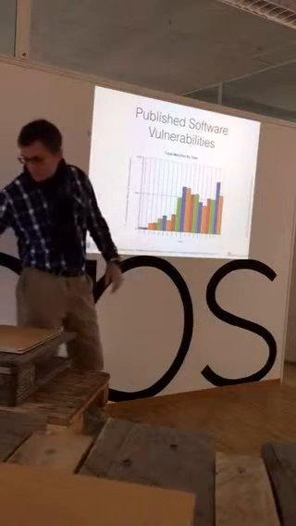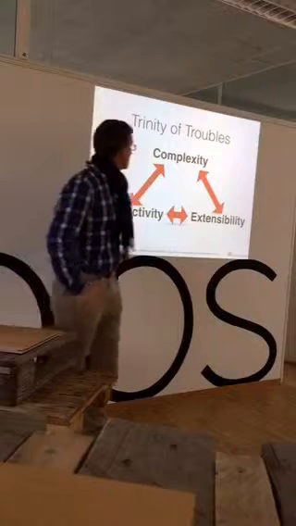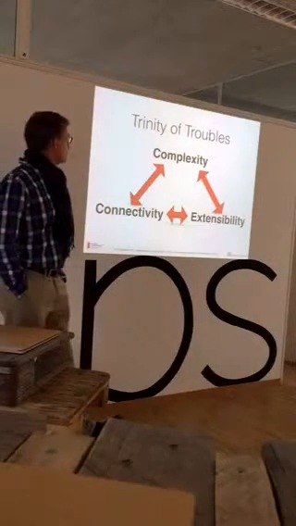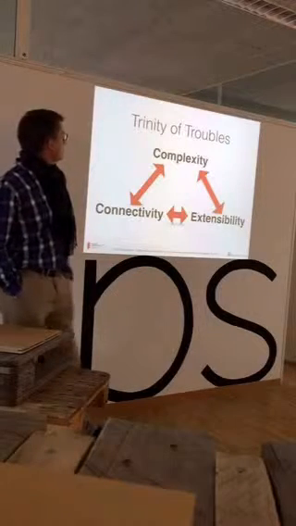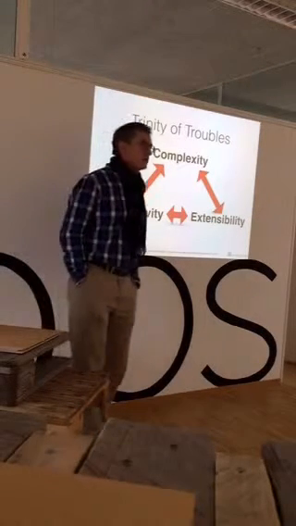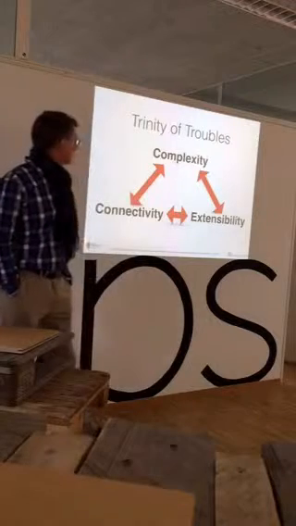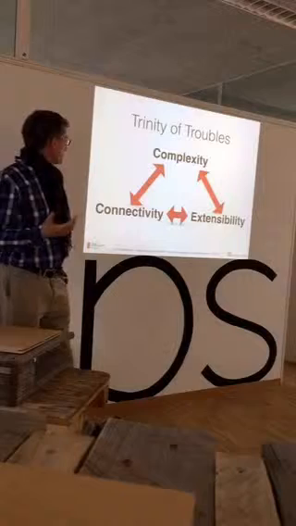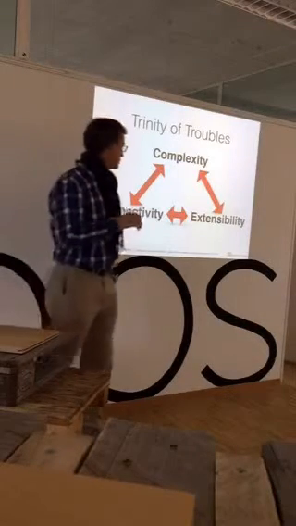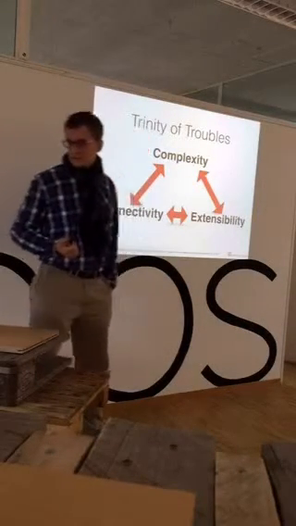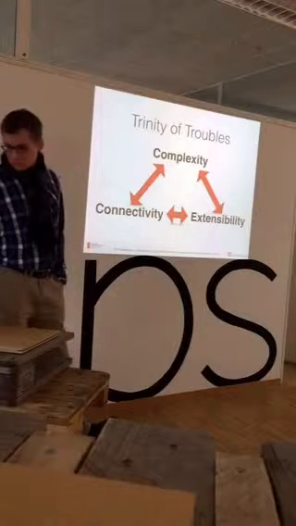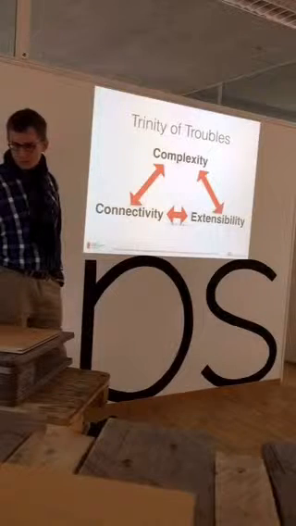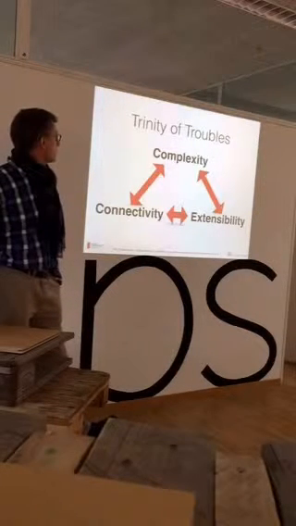So there is what security experts call the trinity of troubles. Those 3 properties of software result in much of the software vulnerability that you can find. There is the problem of complexity of software, the problem of connectivity of software, and the problem of extensibility. I just would like to go into a bit more detail about all 3.